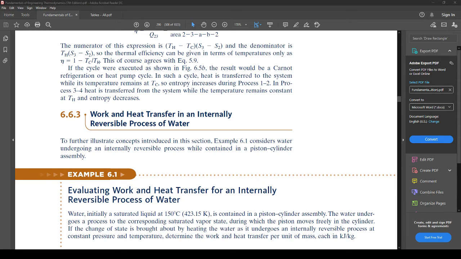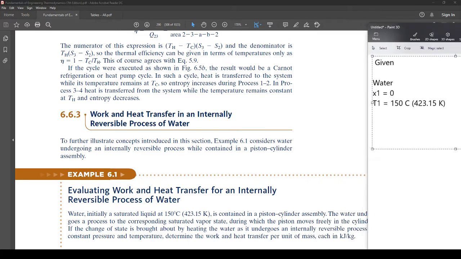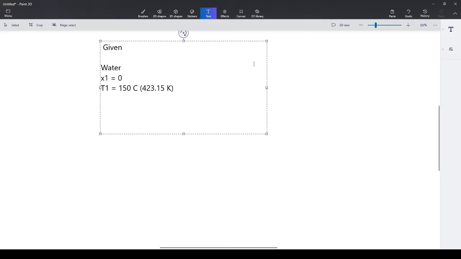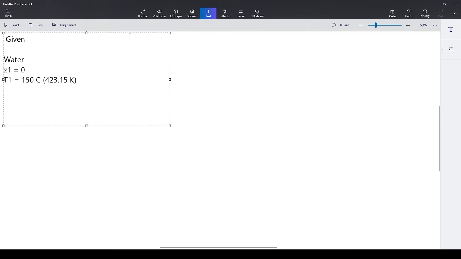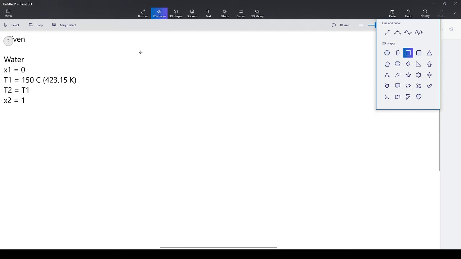So that was a lot of weird ways to write this. What that meant was essentially, if we heat this up, I'll draw a little picture here, although I think they have one as well. But now I have to write some other things. So T2 is also equal to T1 because we're still on the saturation curve. And X2 is equal to 1. So here's what we've done. I'll draw a nice little picture here.